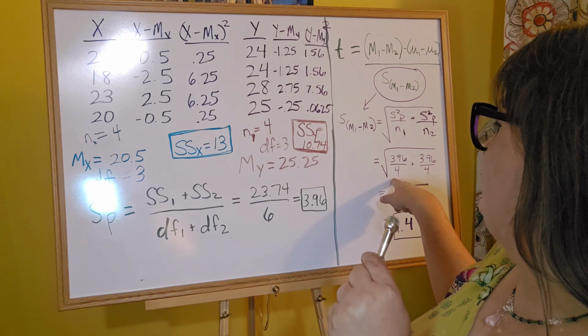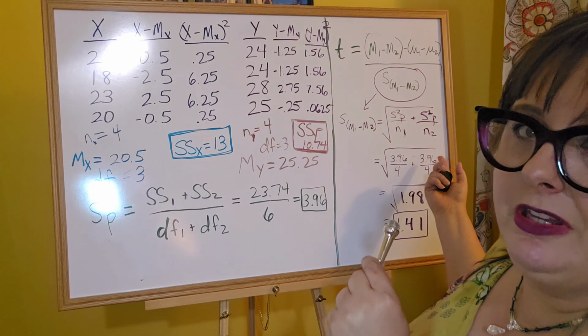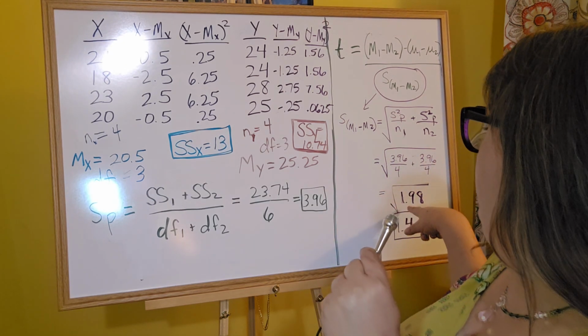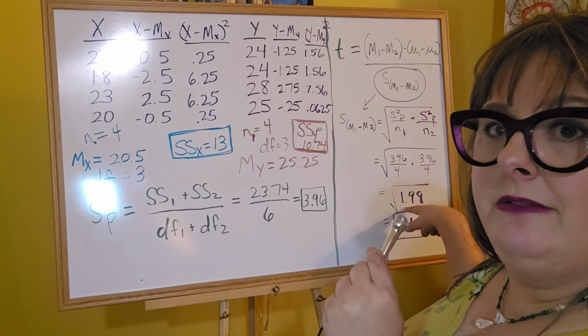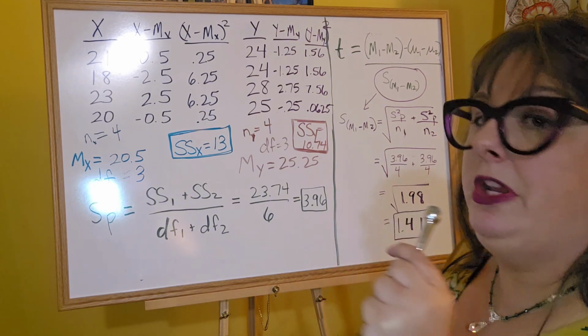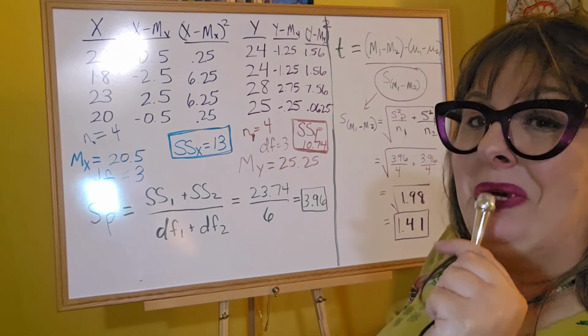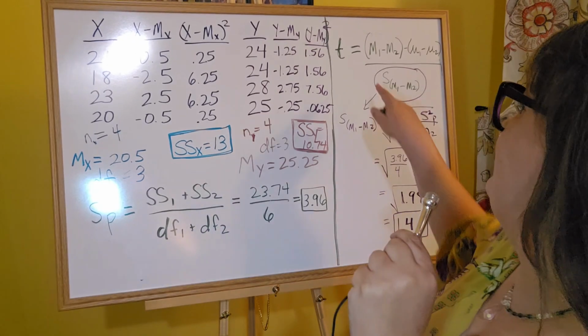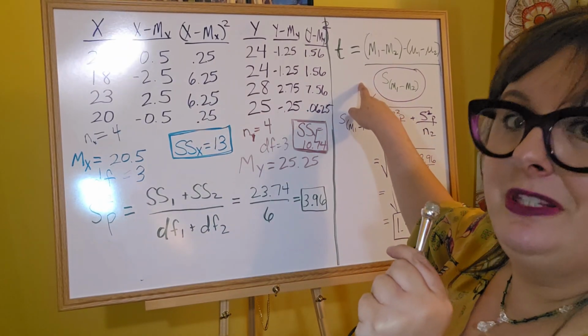Divided by 4, which is our n, and it's the same number for each one. In this case, it isn't always. You're going to get 1.98, and then you take your square root and you get 1.41. So now we finally have all the pieces to fill in this formula.